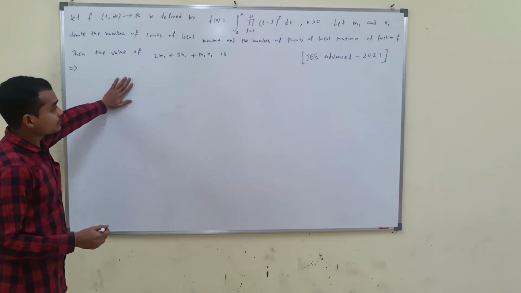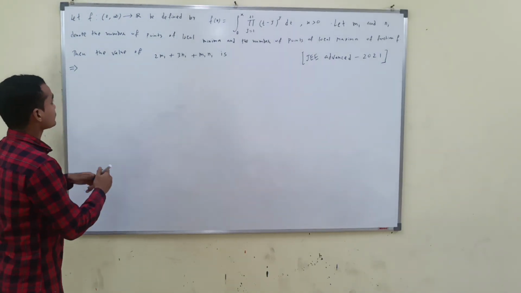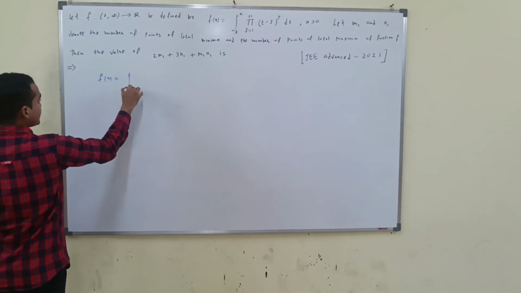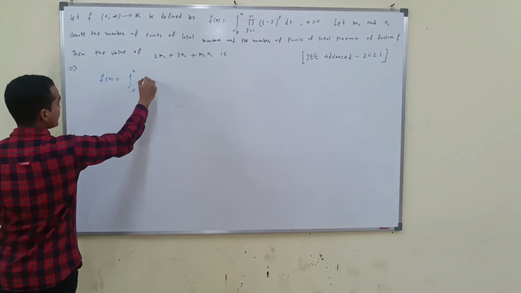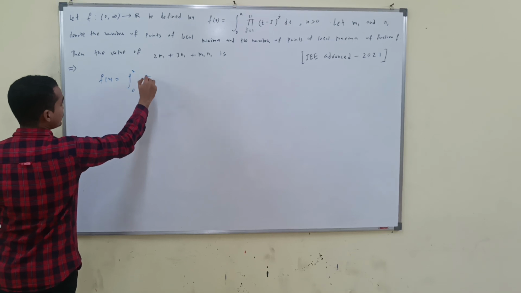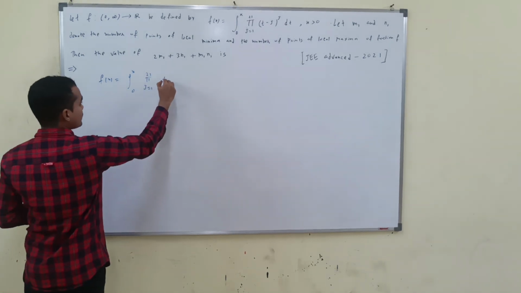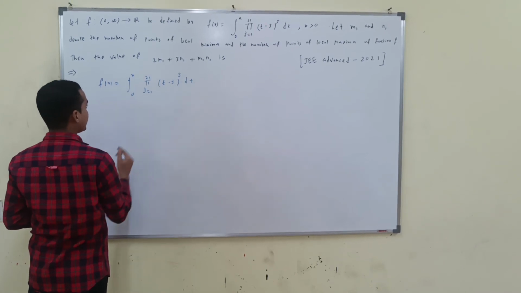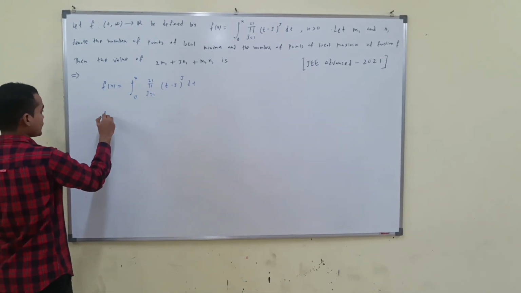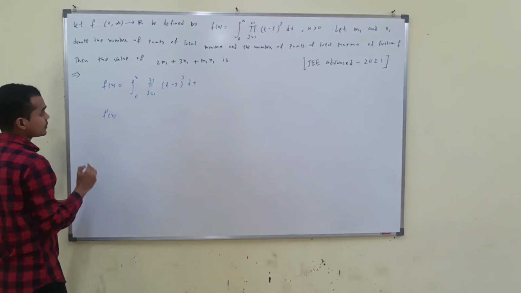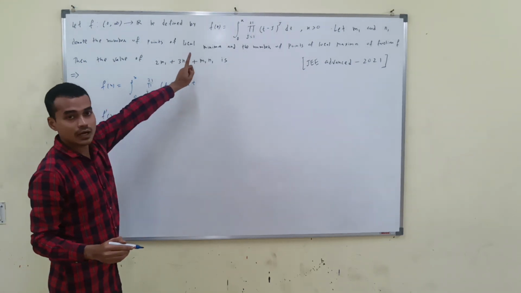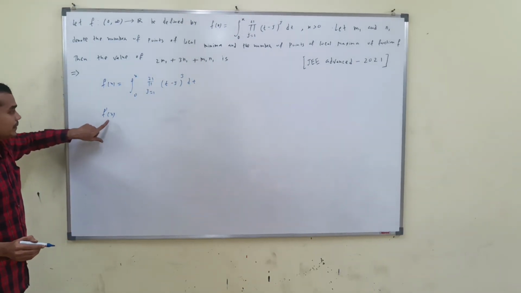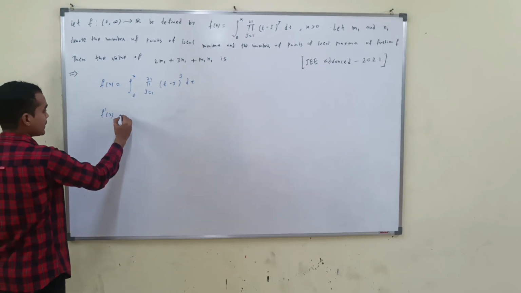Now this is a numerical answer type question. So here first write the function f(x) equal to the integration from 0 to x of the product, j equal to 1 to 21, of (t minus j) whole power j into dt. Now here we need to find f dash x, because the question is asking for the local maxima and local minima. So that's why I calculate f dash x, the first order derivative.